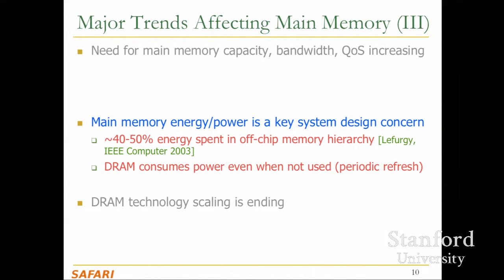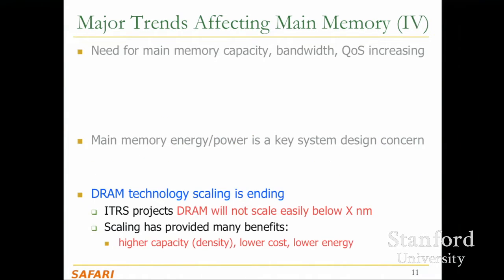Other people have repeated the studies on mobile systems. And one issue we're having with DRAM is it consumes power even when it's not used. We basically need to periodically refresh it. And that's actually a big scaling problem of DRAM today, which brings me to my third point.